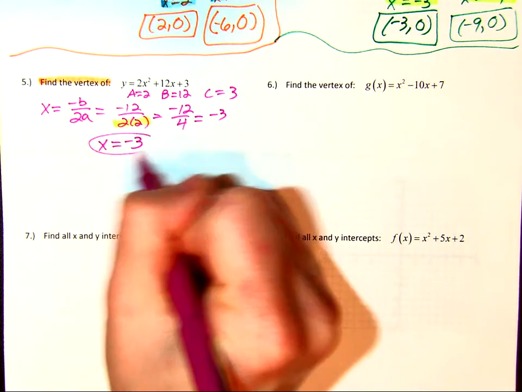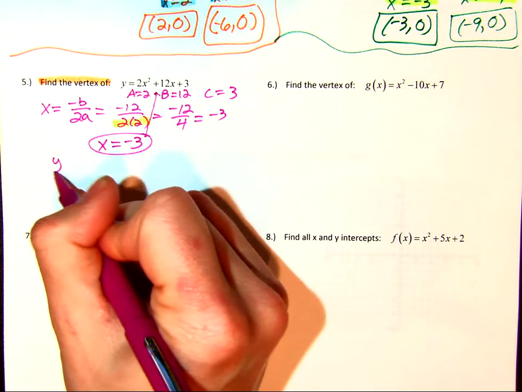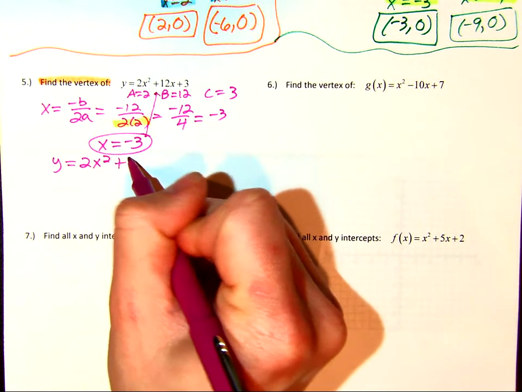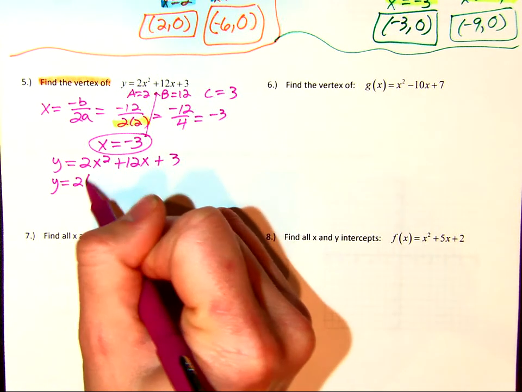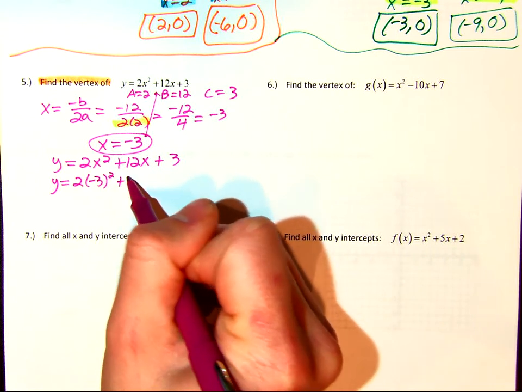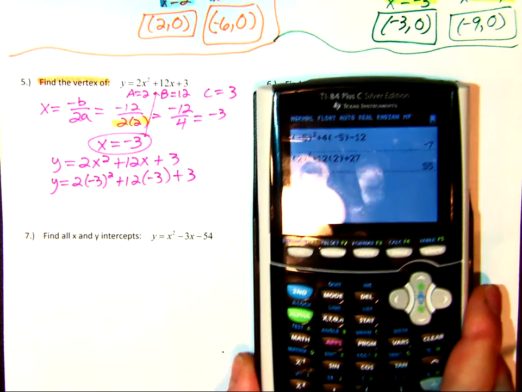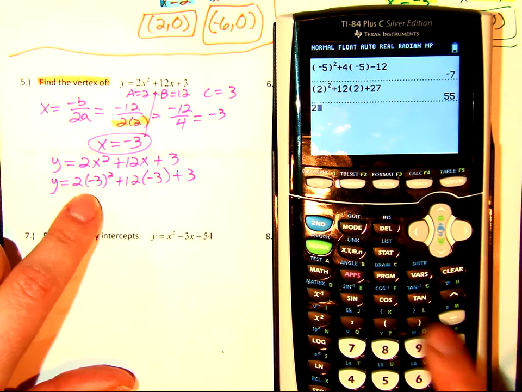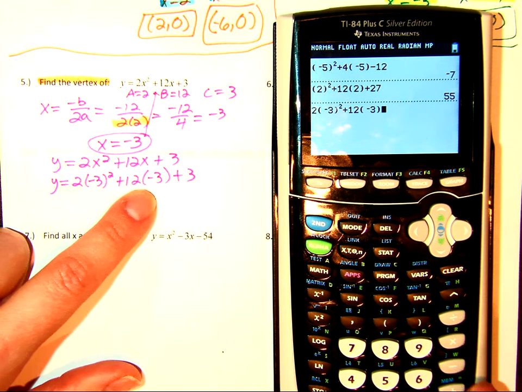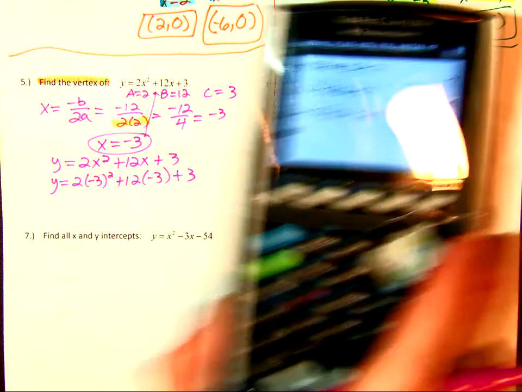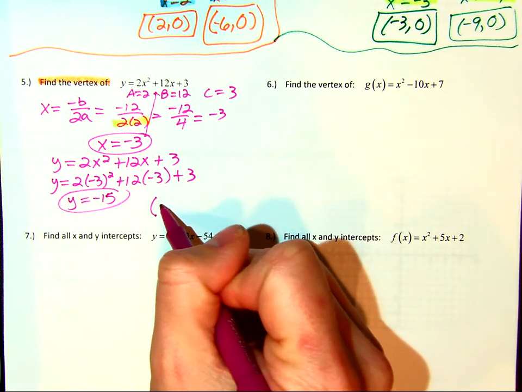Now that I know the x, we're going to substitute it back into this formula: y equals 2x squared plus 12x plus 3. But now we know that the x is negative 3. So we can go ahead and type that in. So 2 times negative 3 squared plus 12 times negative 3 plus 3 would give us negative 15. So my vertex is x comma y, so it's negative 3 comma negative 15.